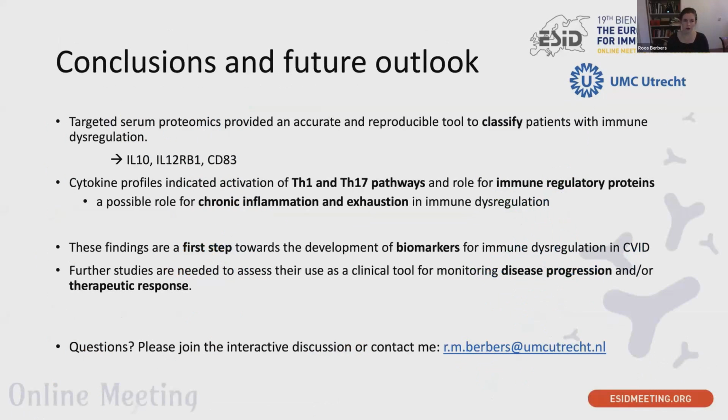To conclude, we have developed an accurate and reproducible tool that can classify patients with immune dysregulation, which uses IL-10, IL-12, RB1, and CD83. Furthermore, we see a possible role for chronic inflammation and perhaps also immune exhaustion in immune dysregulation. We believe that this might be a first step towards the development of biomarkers that we may use as a clinical tool for monitoring disease progression or perhaps therapeutic response.